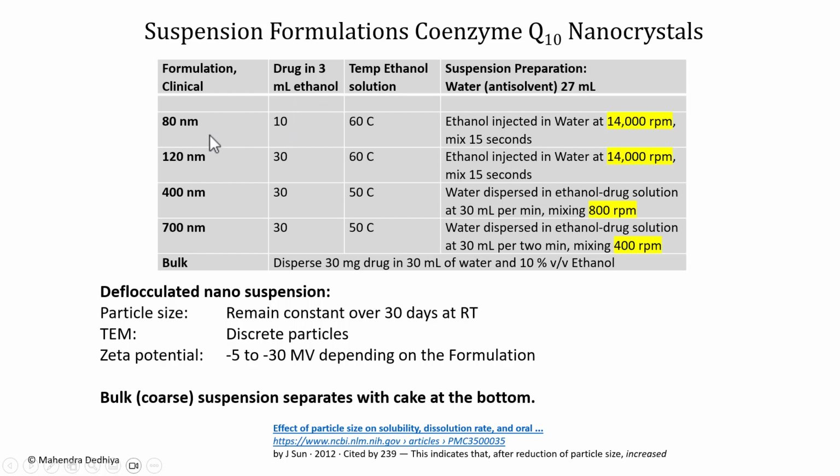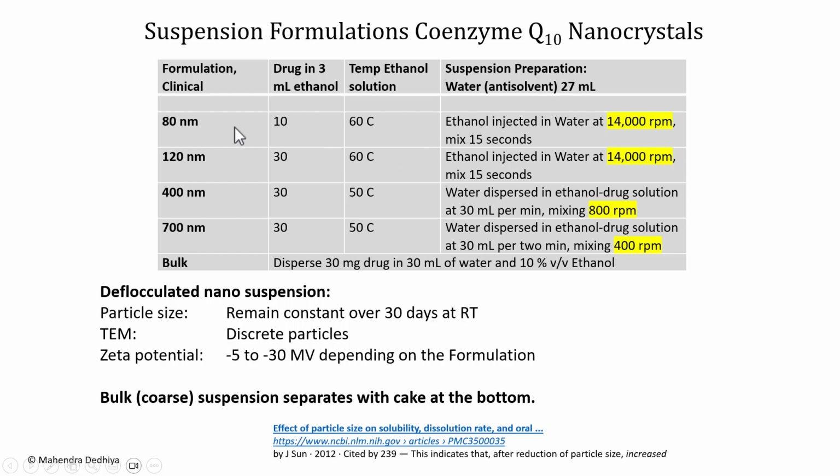So the variables in these studies are the drug particle size, the amount of drug in the solvent ethanol, which changes from 10 to 30, the temperature of ethanol, which changes from 60 to 50, and the RPM of the anti-solvent, in this case the water-ethanol system, and the mixing.